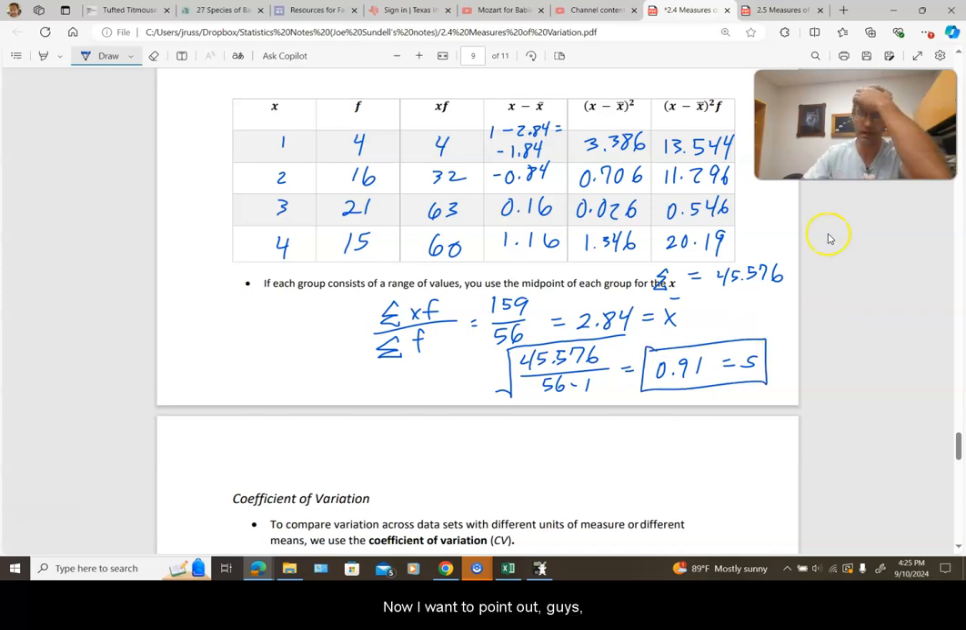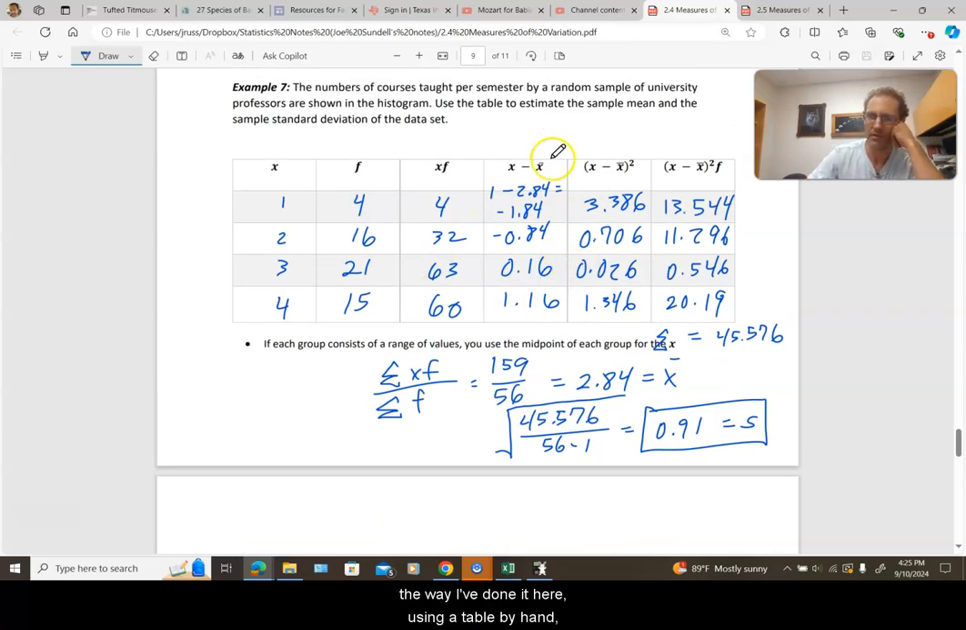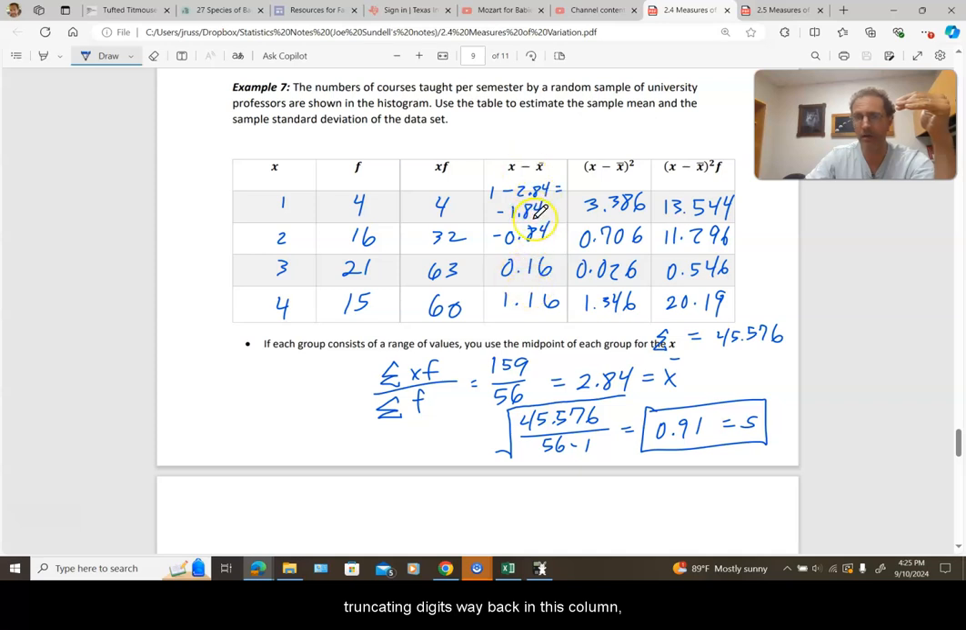Now I want to point out, guys, the way I've done it here using a table by hand is really not the best way to do it, because when I start truncating digits way back in this column, each operation that I use, I lose accuracy. I've lost some accuracy here. I lose some more accuracy.